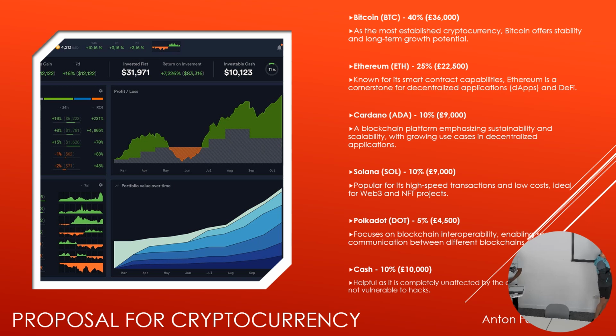We have Polkadot, 5%. This focuses on blockchain interoperability, enabling communication between different blockchains. And finally, we have 10% going into cash. Cash is helpful as it is completely unaffected by the crypto markets, and your cash cannot be hacked from you.